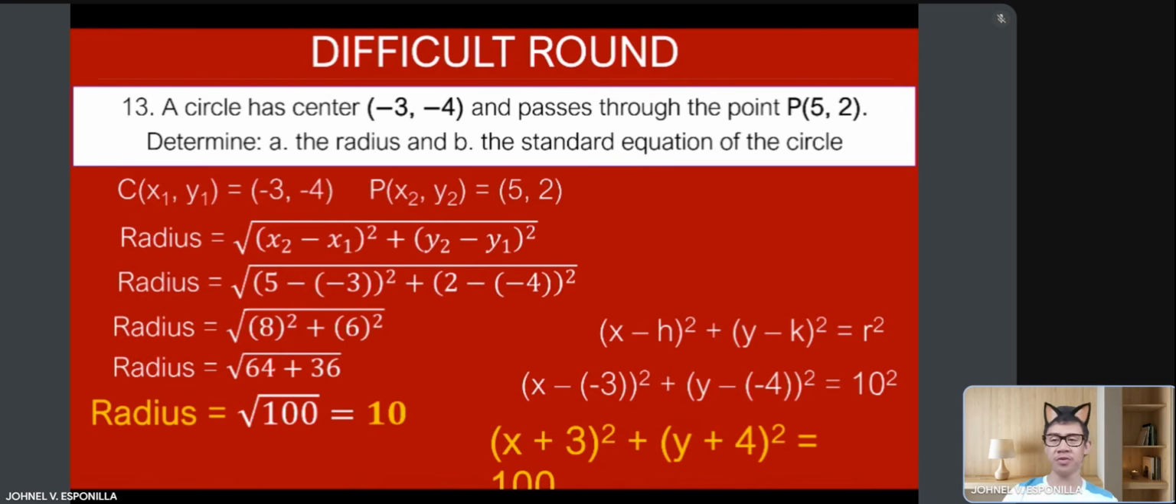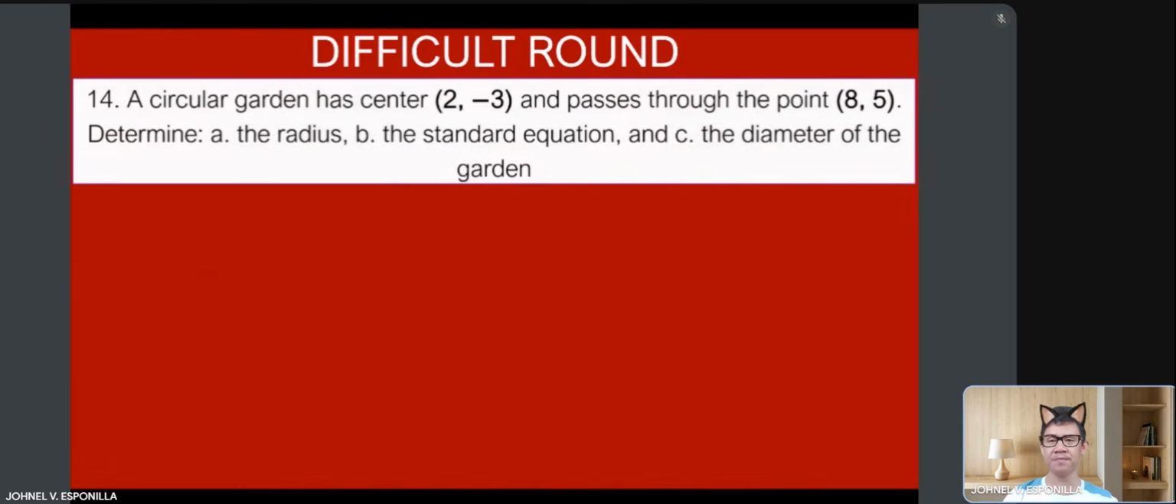Now, your turn for number 14. Number 14, again we have a center and a point. So we will find the radius, the standard equation, and the diameter of the garden. You can pause the video to answer, and then compare your answer to my answer. Okay, so how to solve?